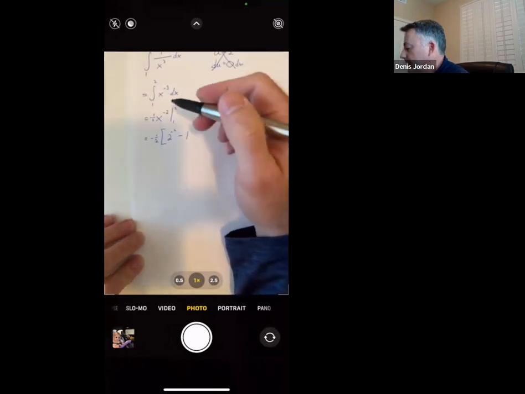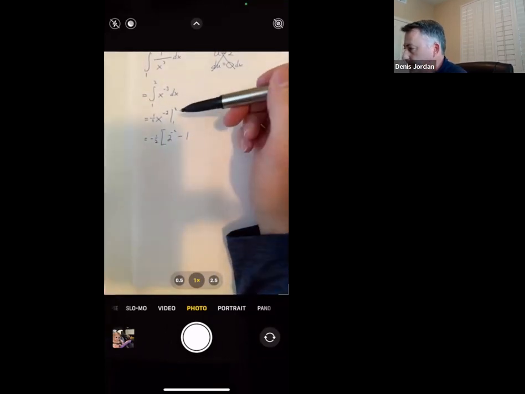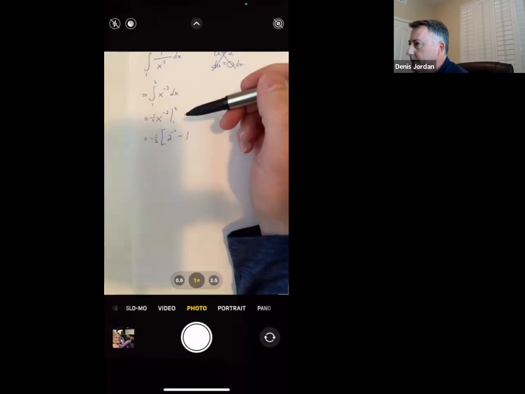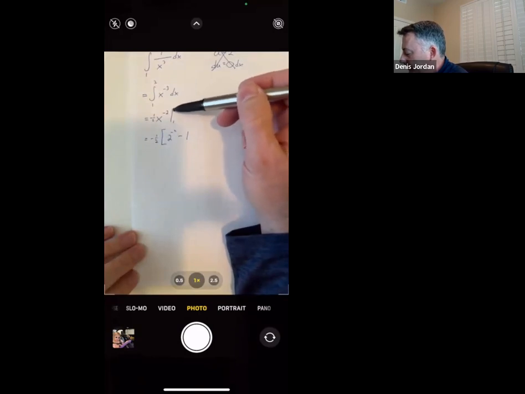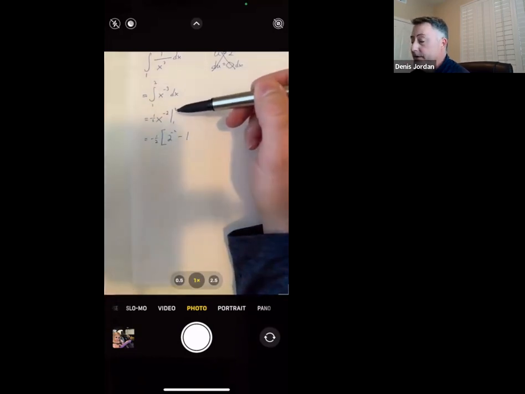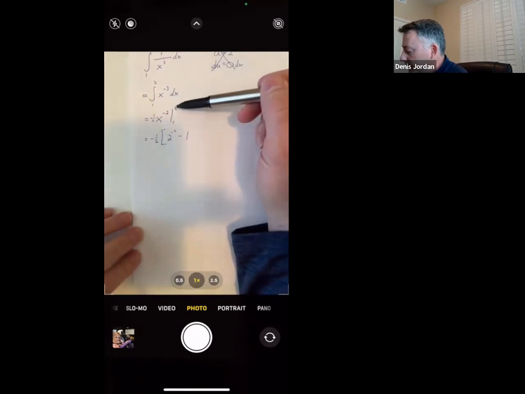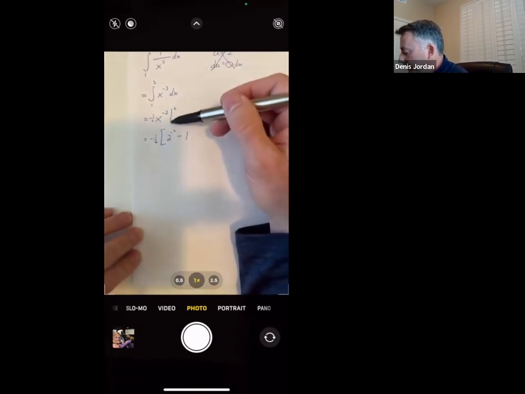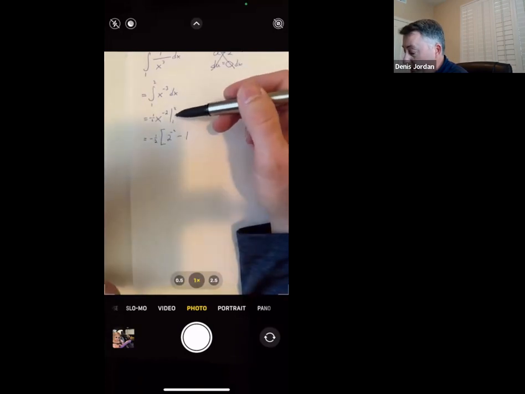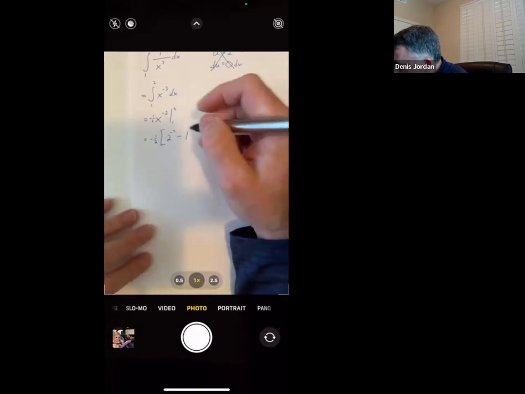And then the other thing I saw too is people were plugging in the bounds backwards. So their answer was coming out opposite in sign from what it was supposed to be. So you always plug in the top bound, even if it's the smaller one of the two, just whatever's on top, plug it in first. And then minus, take the bottom number, no matter what it is, and stick that in.